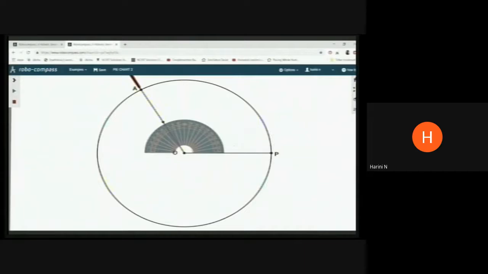And what was this angle that I had at the center? It was equal to 120 degrees, which I will mark again here. So mark that 120 there.